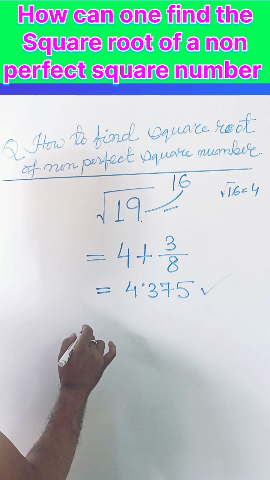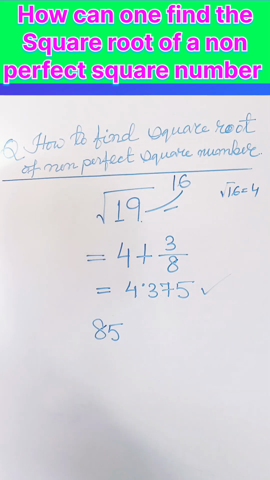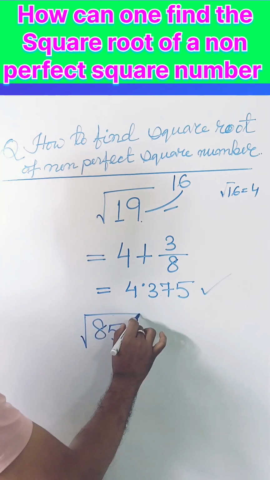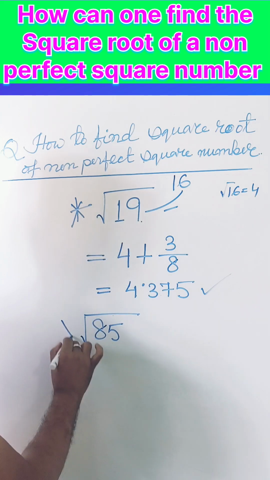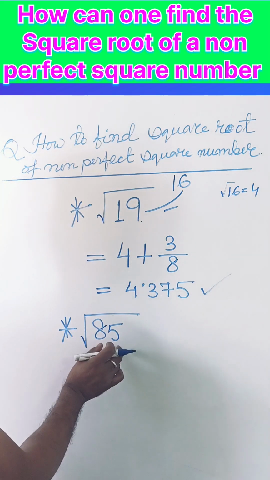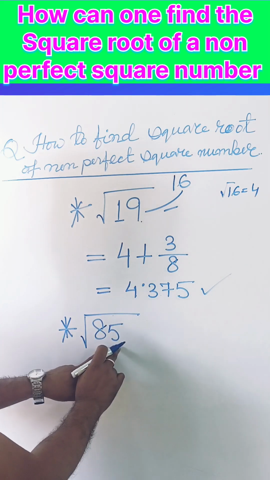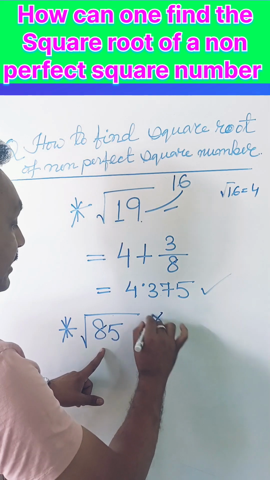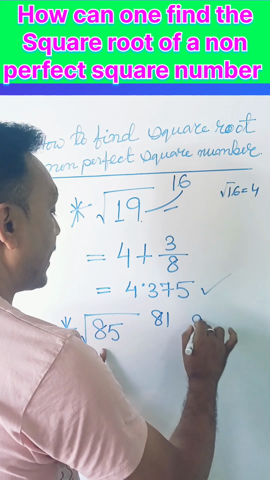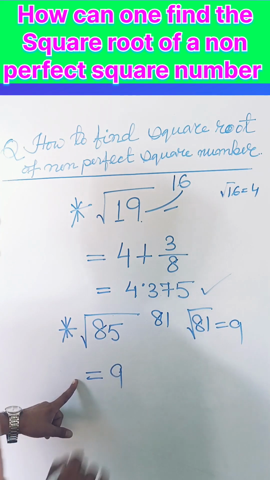Now let us check another example. Suppose 85. 85 is a non-perfect square number, so we are going to find its square root. This is the first case, and this is the second case, right? A similar rule I'm going to apply. You have to find the perfect square number nearest to 85. That will be 81, right? If we find the square root of 81, that will give you 9. So you have to write 9 directly here.